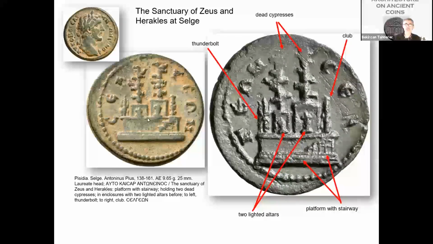So on this coin, you can see them better maybe, but I wanted to give you two examples of the same coin. Here, I think the thunderbolt is seen much better than it is here. And the club is very, very visible. But for the people of Selge, they meant something. And it was an open air structure, and it must have been revered and visited by many people. So it is a topic for a coin during the time of Antoninus Pius.